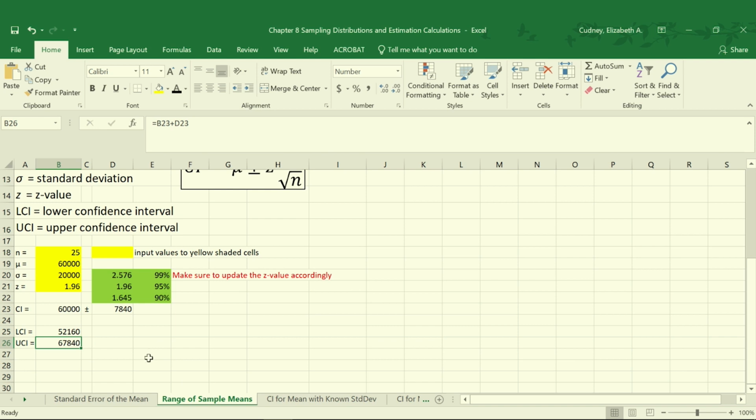So we can say then, based on our sample size, that we have 95% confidence that the average amount of whole life insurance will fall between $52,160 and $67,840.